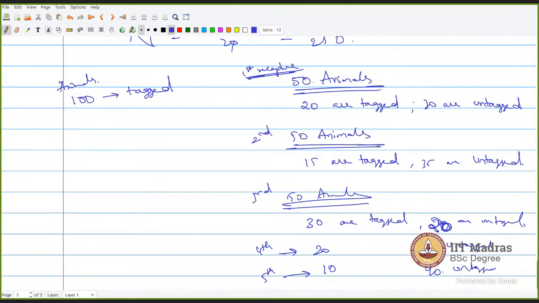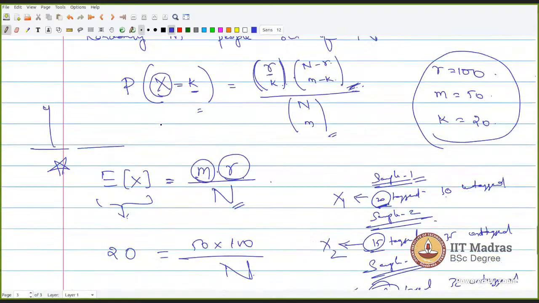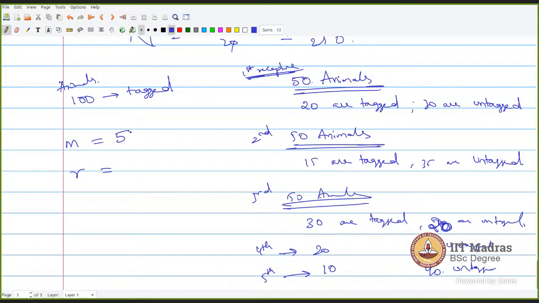And the thing is, this M and R won't change. M and R are fixed. So what is M? This M is 50, so every time we are observing only 50. And R is 100, so we tagged only 100 in the initial. So M and R are fixed. Now what varies is the expected value. So estimate: one of you said 263.